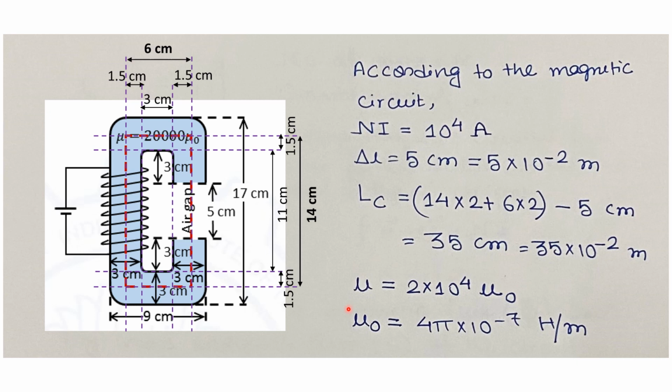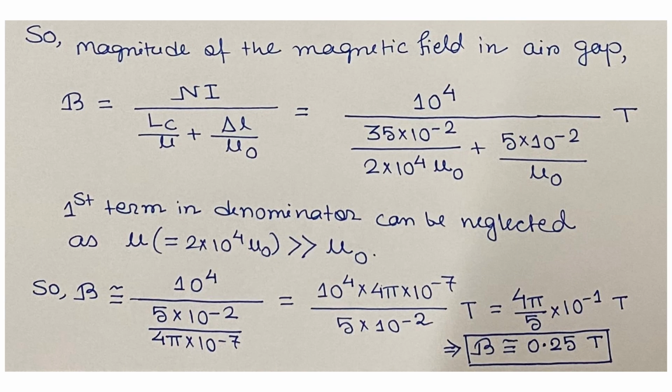The magnetic permeability of the core material is 2 times 10 to the power 4 times μ0, where μ0 is the magnetic permeability of air, that is 4π times 10 to the power minus 7 henry per meter. So in the previous slide, we came to know all the quantities required to calculate the magnetic field in the air gap. The magnitude of the magnetic field in the air gap is B equals NI divided by Lc by μ plus ΔL by μ0.